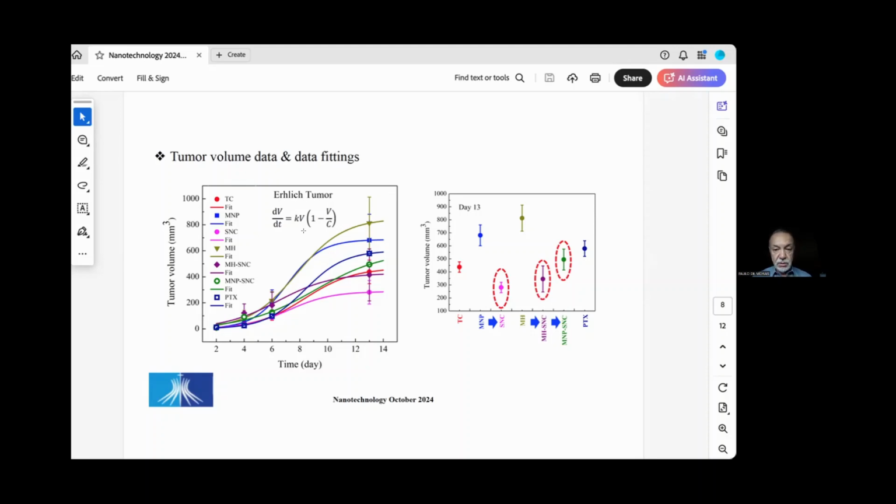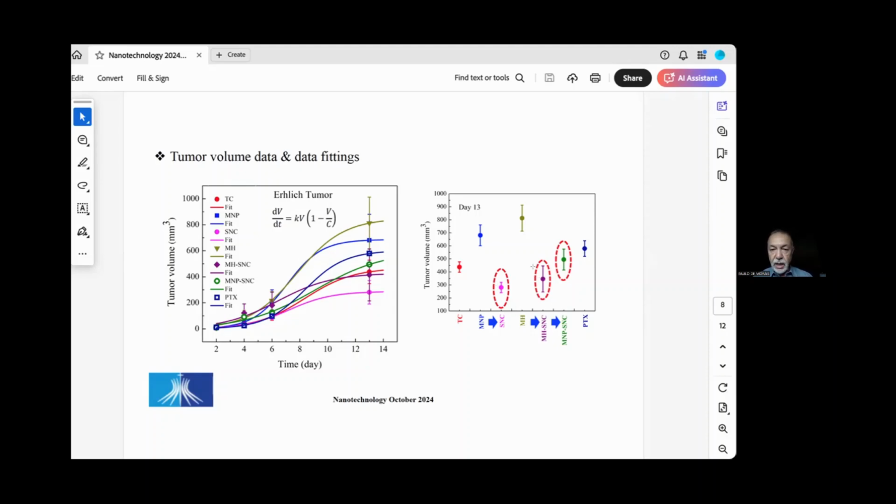So from this fitting, of course, we can extract important information about the different treatments. But you can see here in this plot on the right-hand side, we take the tumor volume at the last day of treatment, day 13. And you can see that the animals which were treated with only cellular nanocapsules, which means nanocapsules containing cellular, they reach the minimum final volume.